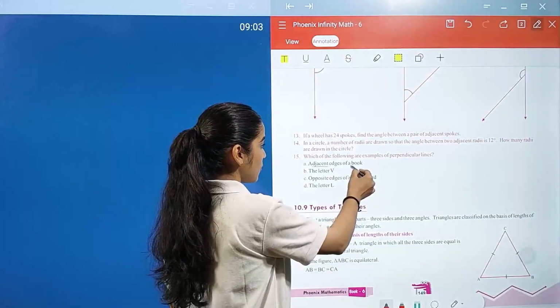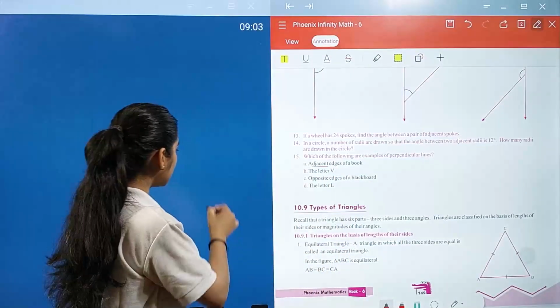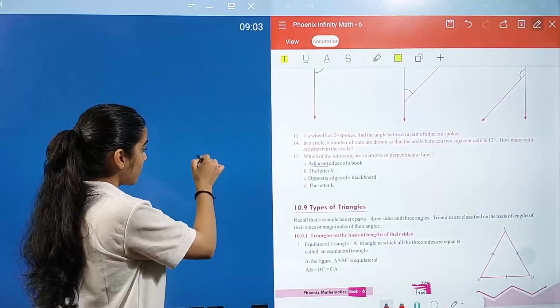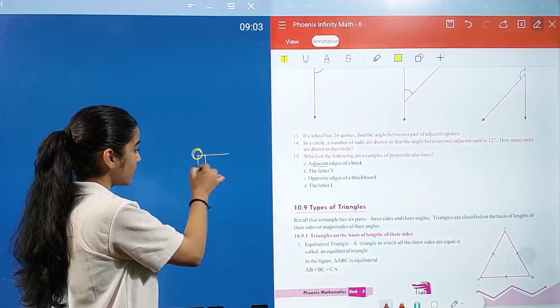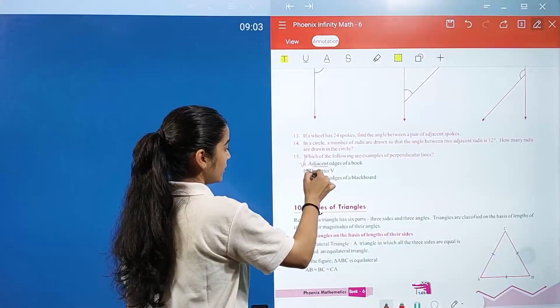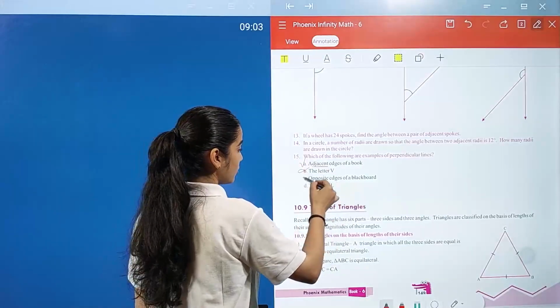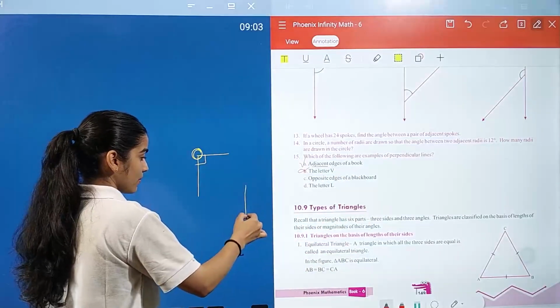Adjacent edges of a book. Yes, you can say so, because adjacent edges of a book, it should be like this, where you have a common vertex, and if you have a common vertex, you are forming a 90-degree angle. The letter V, no. Opposite edges of a blackboard. Yes, opposite edges of a blackboard.